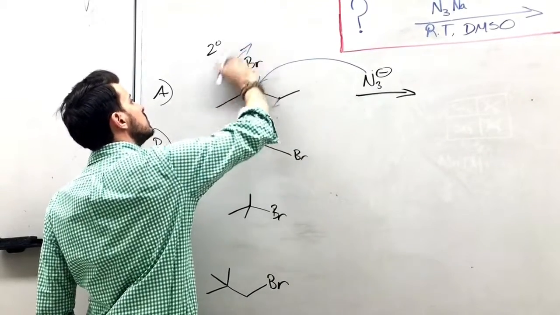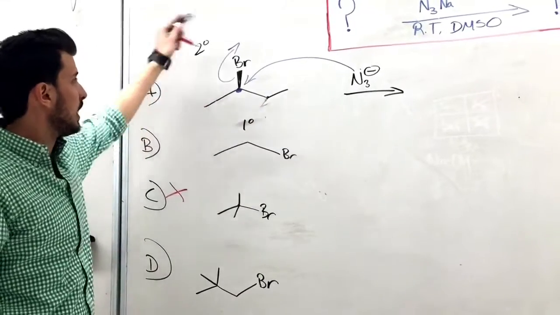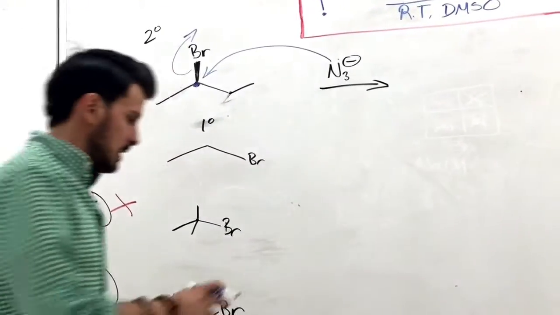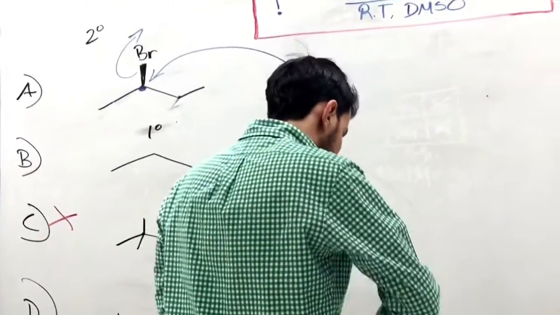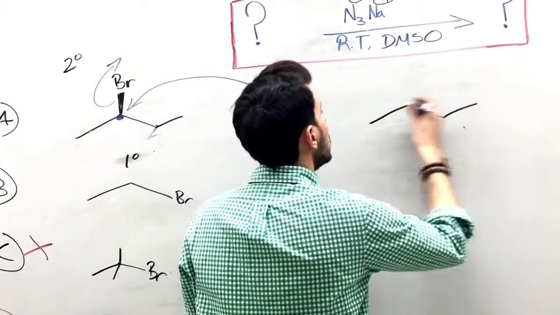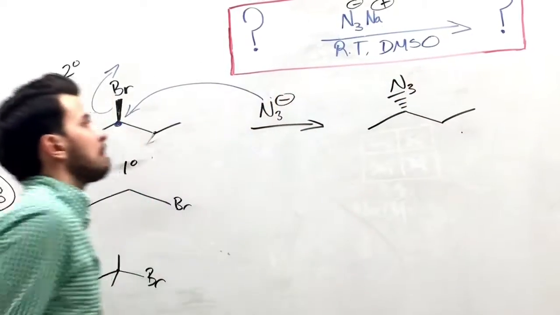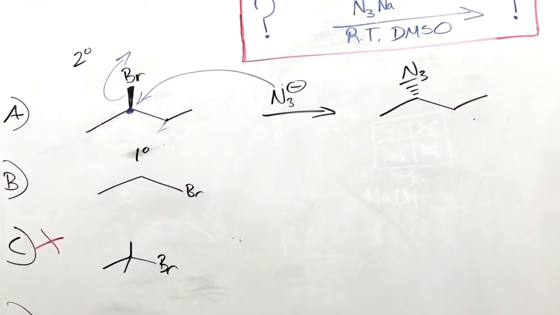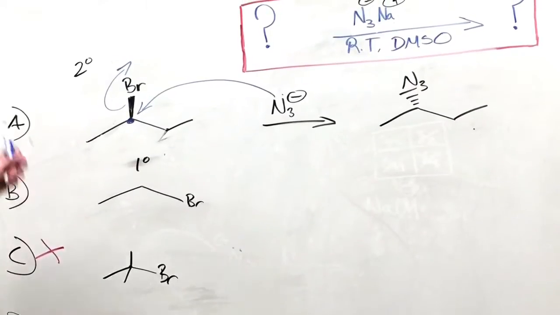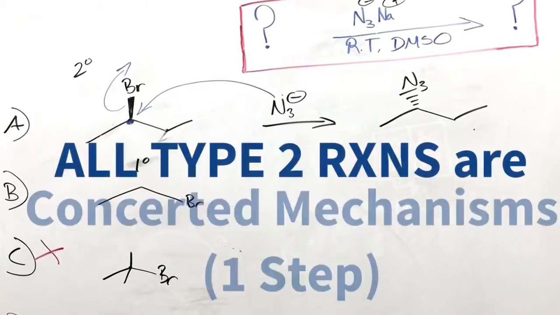let me erase this so it doesn't get confusing. We attack here, we kick out the bromine, right? So as a result, because that azide came in the backside of this molecule, we can draw it this way. One thing to keep in mind: all Sn2 reactions are concerted mechanisms. That means it happens in one step. Please do not confuse that.